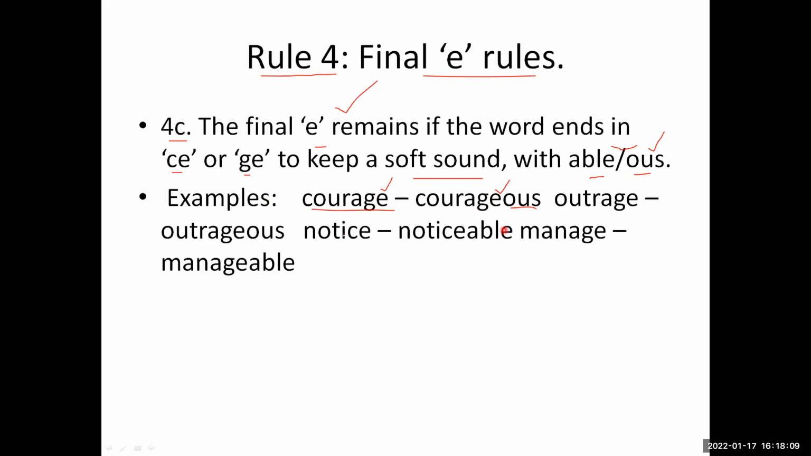Next is outrage, outrageous. Why is it so? To keep the soft sound of S or J, the E remains as it is. Outrageous, E remains as it is. Next is notice, noticeable. Here also you will see it is EABLE, E remains as it is. Next is manage, manageable. Here also you will see the spelling is MANAGEABLE, E remains as it is, not dropped. Clear? Is it clear?